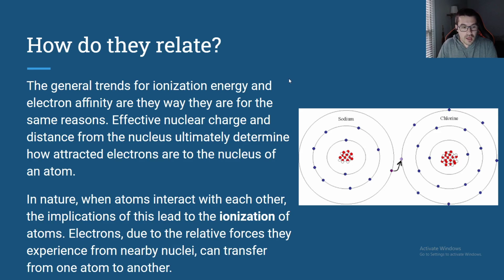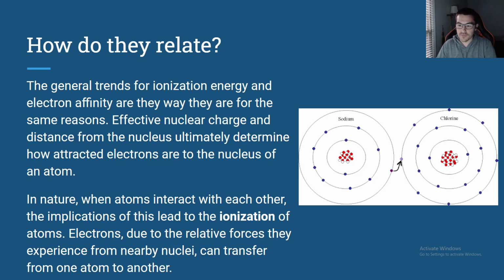So, in nature, when atoms interact with each other, and I'm down here, the implications of this, the fact that ionization energy and electron affinity, the fact that different elements have different properties, certain elements it's favorable, certain others it's not. What this leads to is the ionization of atoms in reality, in nature. Electrons, due to the relative forces that they experience from nearby nuclei, can just move. They're going to do what is energetically and really electrostatically favorable for them.